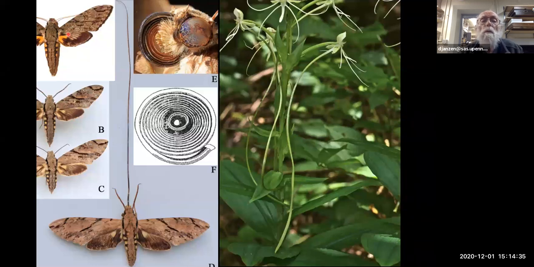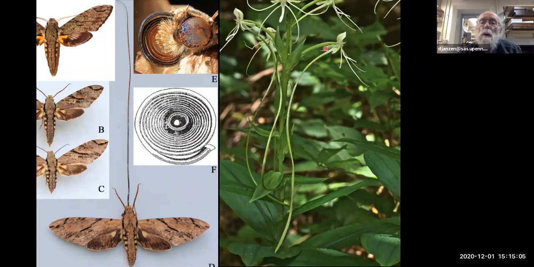But here is the one from Costa Rica, which equally has a very long tongue and does the same thing as the one in Madagascar. This one goes to an orchid with a very, very long nectar tube in Madagascar. Well, this one in Costa Rica goes to an orchid, which is right here, with a very, very long nectar tube. Look at the length of that thing. That's about 9 inches from there to there.